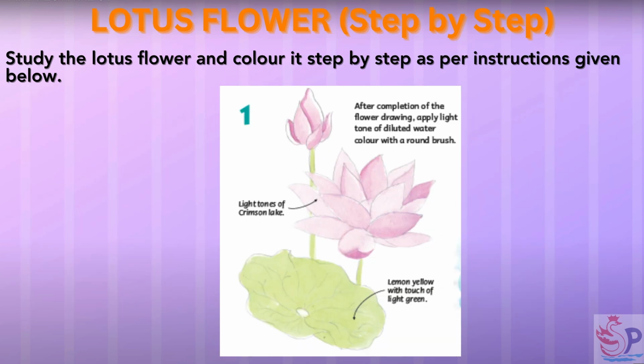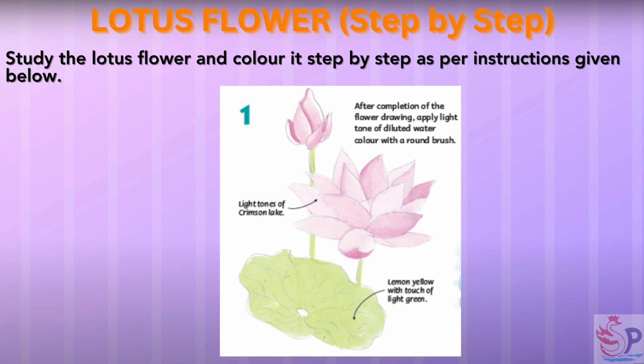Lotus flower. Step by step. Study the lotus flower and color it step by step as per the instructions given below. After completion of the flower drawing, apply a light tone of diluted watercolor with a round brush. Light tones of crimson lake, lemon yellow with a touch of light green.